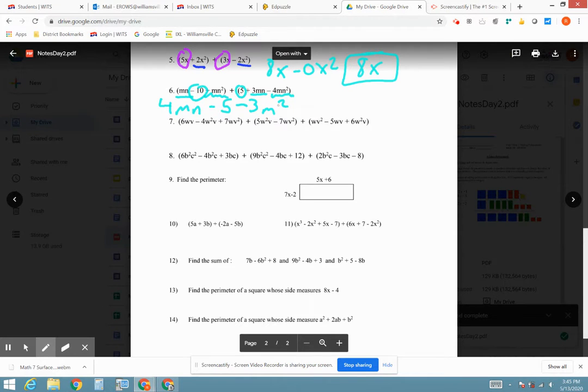All right, let's have you guys try number 10 here. So 5a plus 3b plus negative 2a minus 5b. Go ahead and try that. Hopefully you got 3a minus 2b. Try number 11.